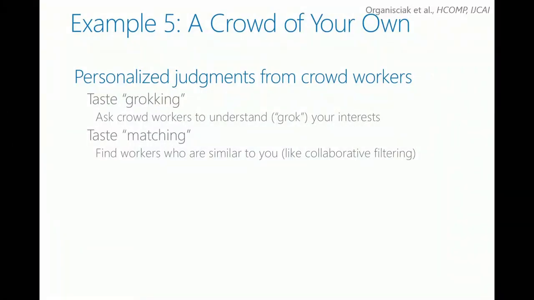What we wanted to do was to see if we could get crowd workers to give us personalized judgments. And so we tried two different ways of doing this. One is what we call grokking. So I'm going to give you some summary of a person, and I want you to understand what that person might want. In the other case, I'm not going to tell you anything about this particular person, but what I will do is match your behavioral interactions with these people. So here's an example.